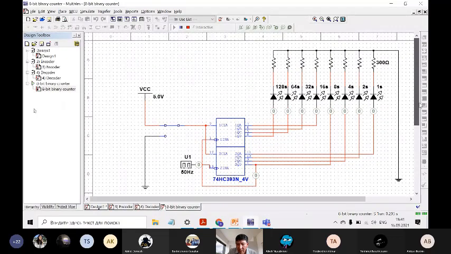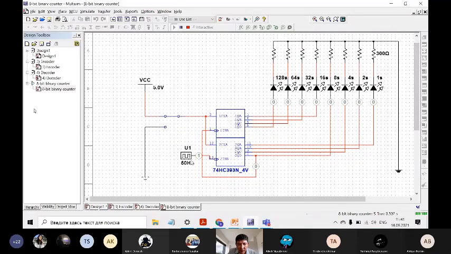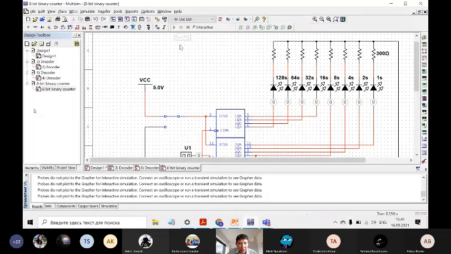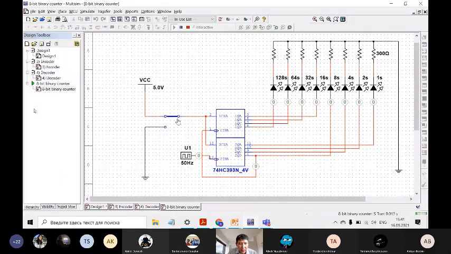Why it's interesting? So it starts, okay. So actually it just counts how many impulses this generator gives us. So it counts how many impulses go to the integrated circuit. So it's very interesting work.